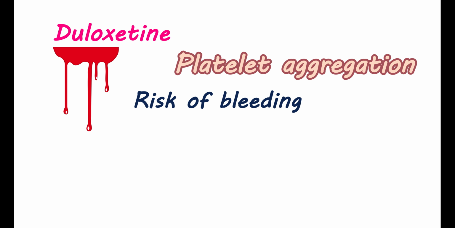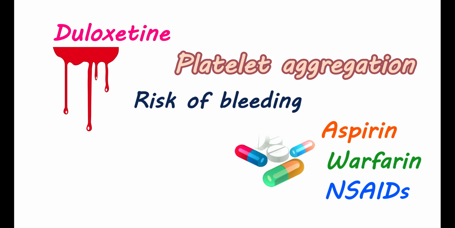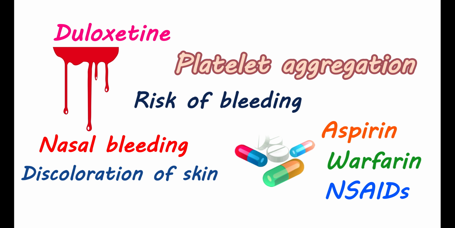Abnormal bleeding. Duloxetine may impair your platelet aggregation. This may enhance the risk of bleeding, especially when duloxetine is combined with other antiplatelet agents like aspirin or anticoagulants like warfarin. Even analgesics like NSAIDs can also increase the risk. Therefore, closely monitor any abnormal bleeding events that happen to you. Nasal bleeding, discoloration of skin due to pooling of blood under the skin, and blood in the urine may indicate severe bleeding events.